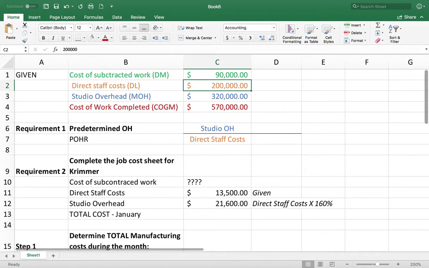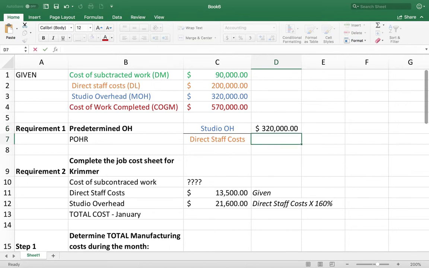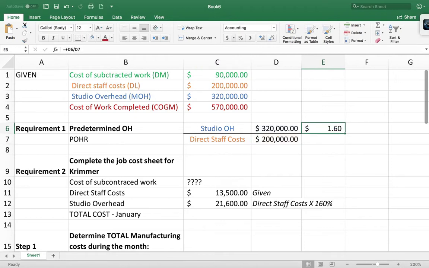So now I'm just going to copy these down. This is simply the 320, and this is divided by 200,000. If I take this and divide it by this, I get 1.6. Of course, if I turned it into a percentage, it would help. Okay? So that's 160%. That's how they determine it. Another way to say this is that for every direct staff cost there's 160% of overhead, because the direct staff costs are really what drive the actual variable manufacturing overhead costs.